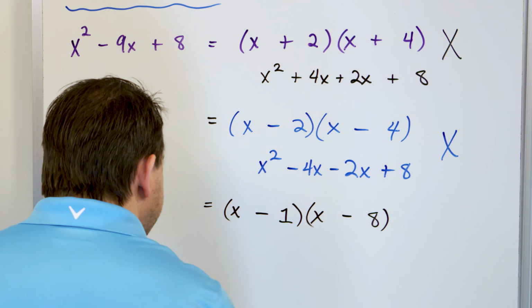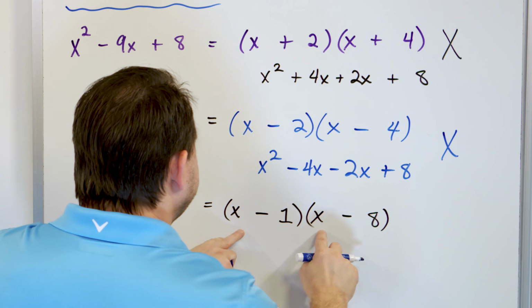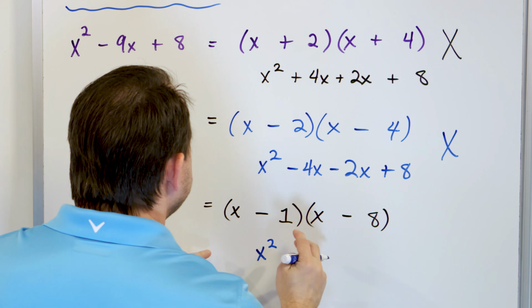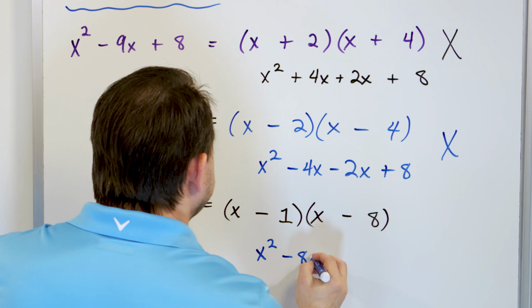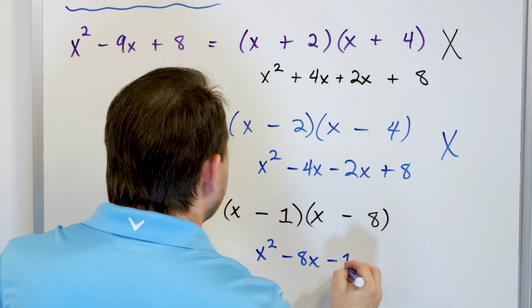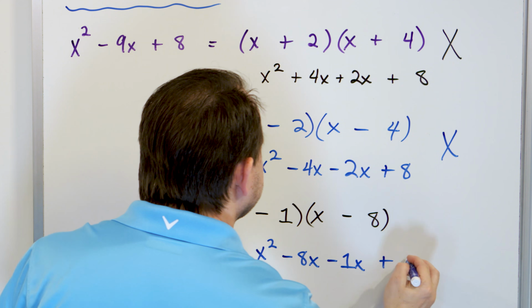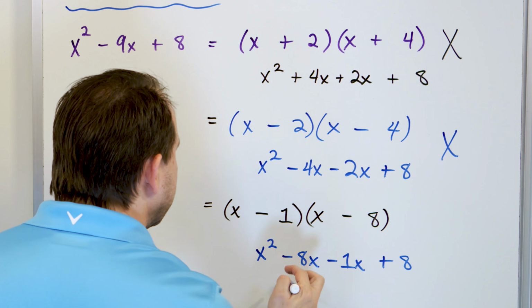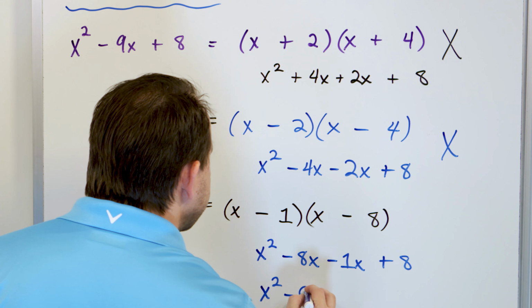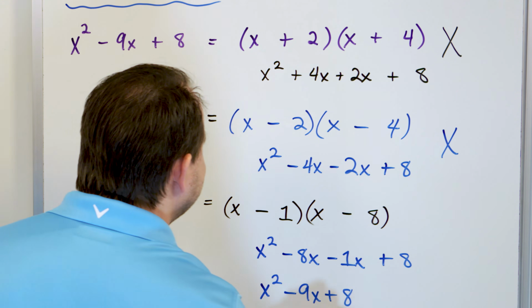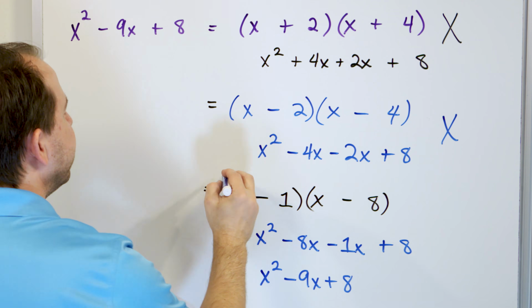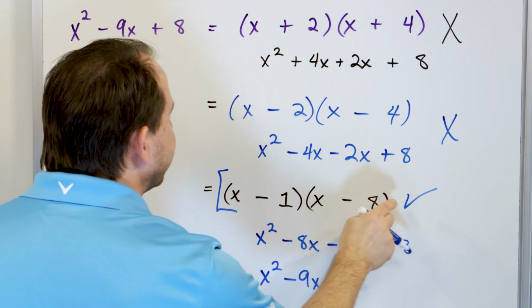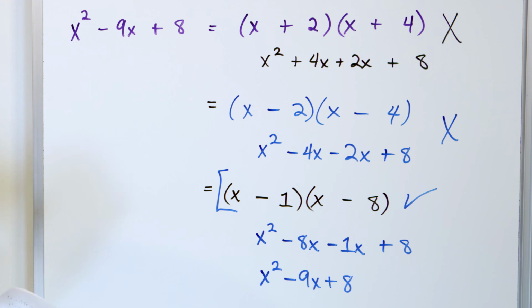So let's go and let's multiply this out. First terms will give us x squared. Outside terms will give me negative 8x. Inside terms give me negative 1x. Last terms give me positive 8. So the 8's correct, the x squared is correct. Notice what happens here. I have minus 9x plus 8, which exactly matches my problem statement. So this is the correct factored form of the problem, x minus 1, x minus 8.